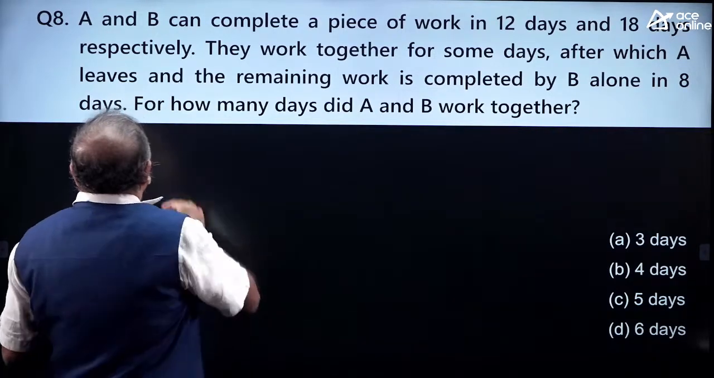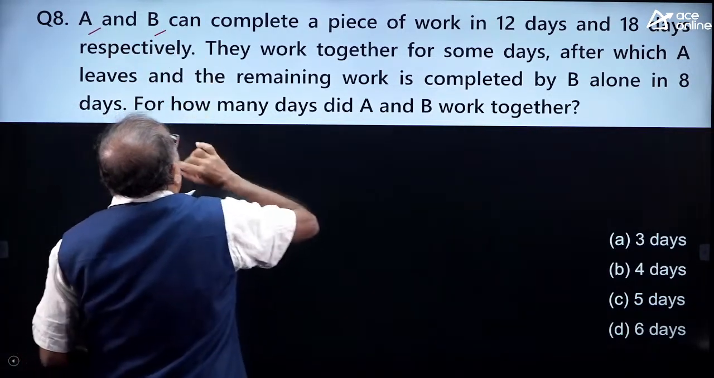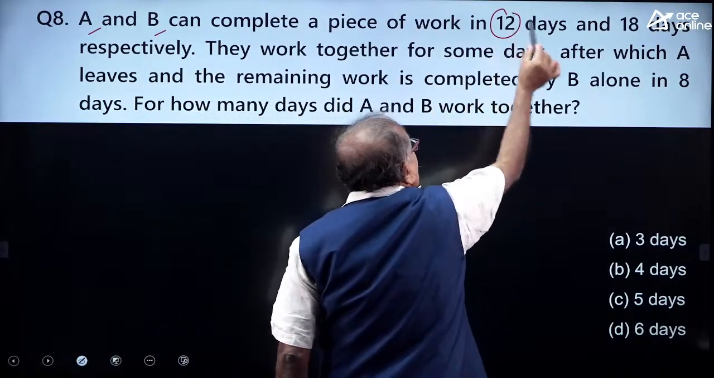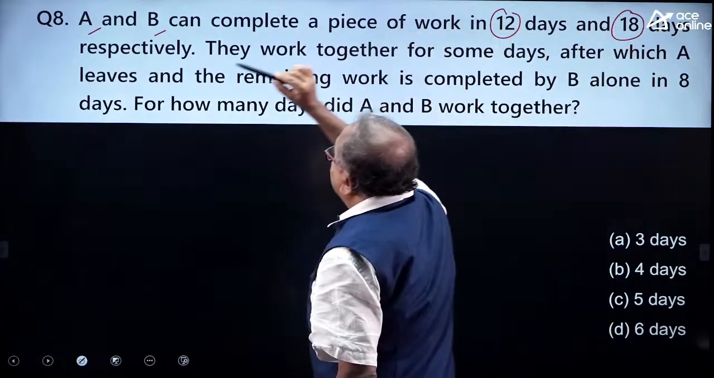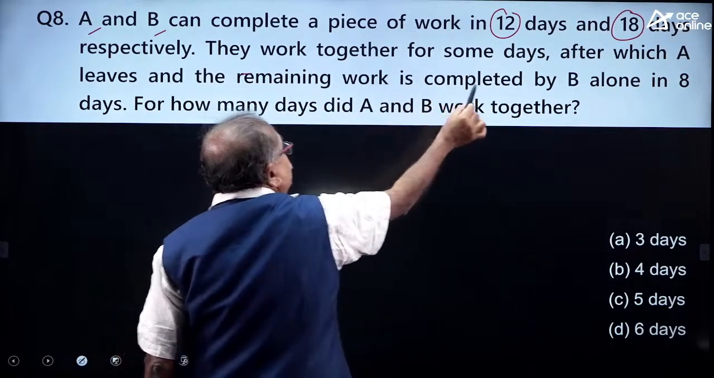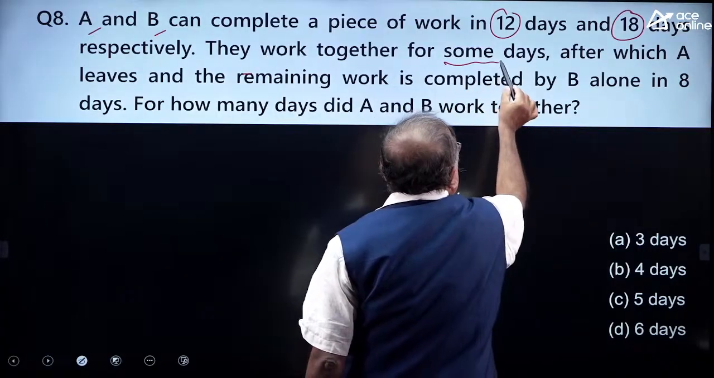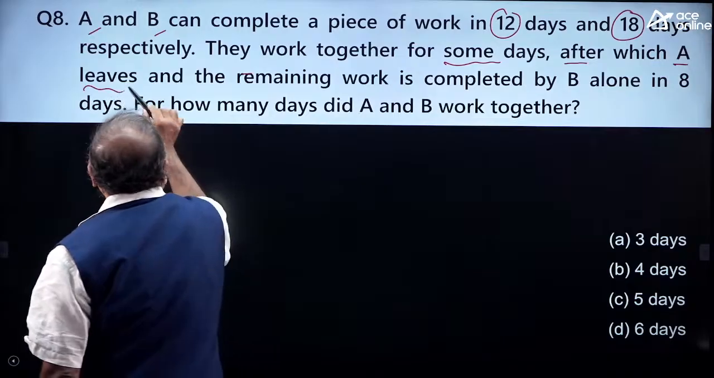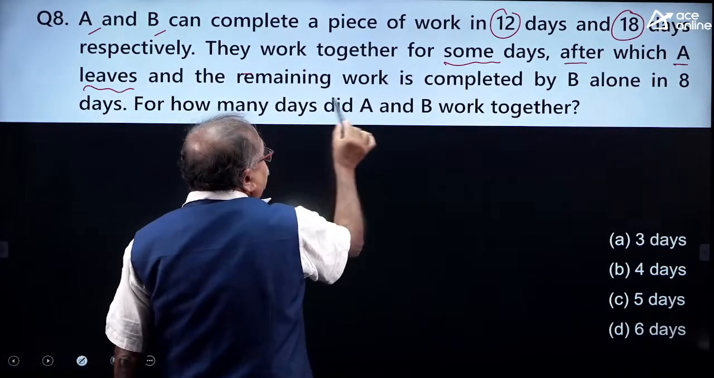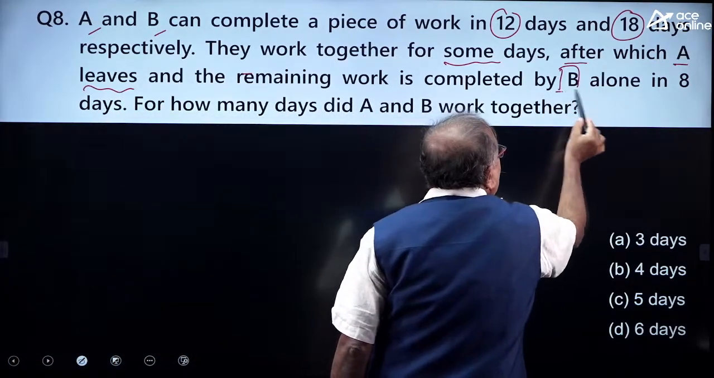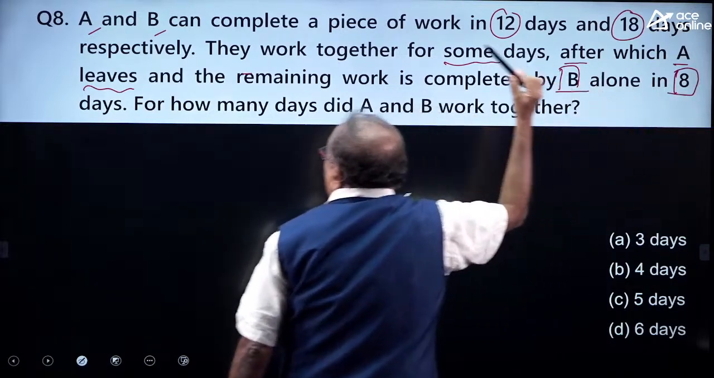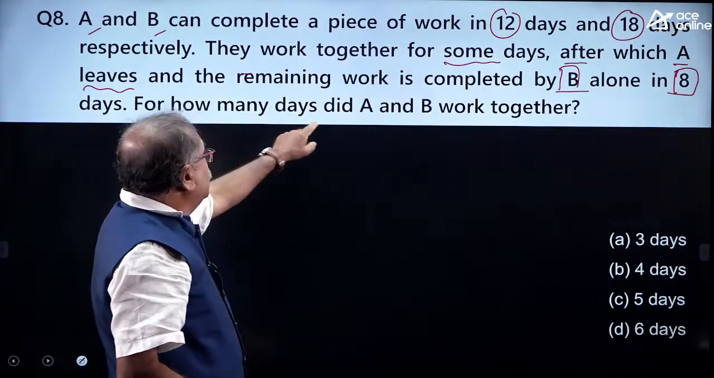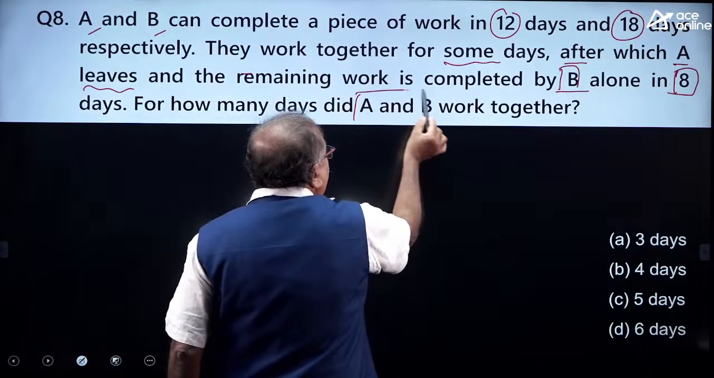Now, what is there in the question? A and B can complete a piece of work in 12 days and 18 days respectively. They work together for some days, after which A leaves and the remaining work is completed by B in 8 days. For how many days did A and B together work?